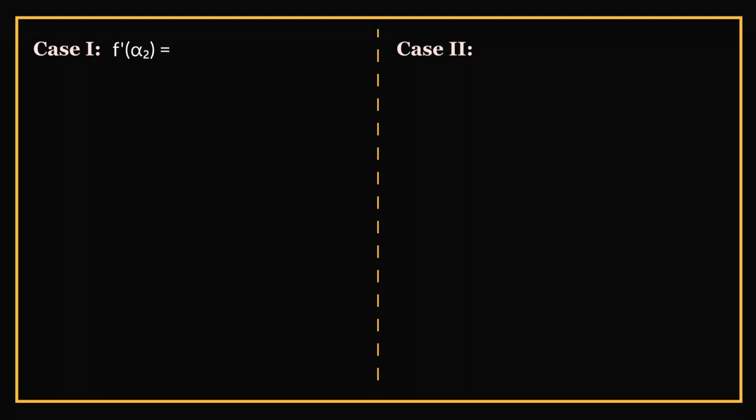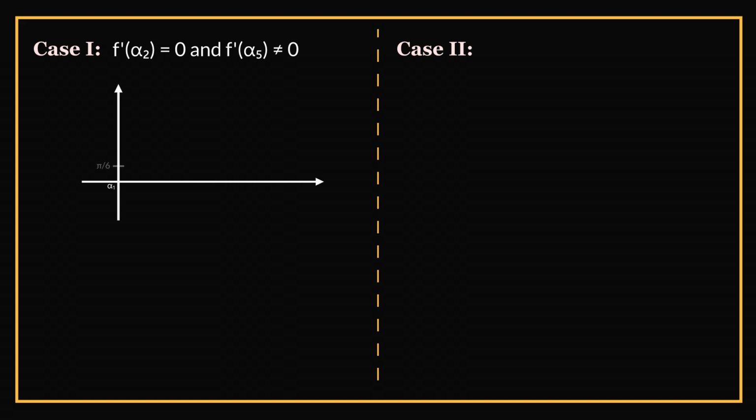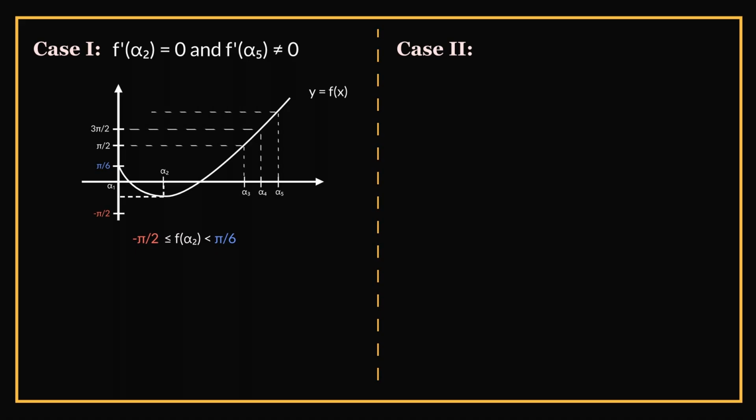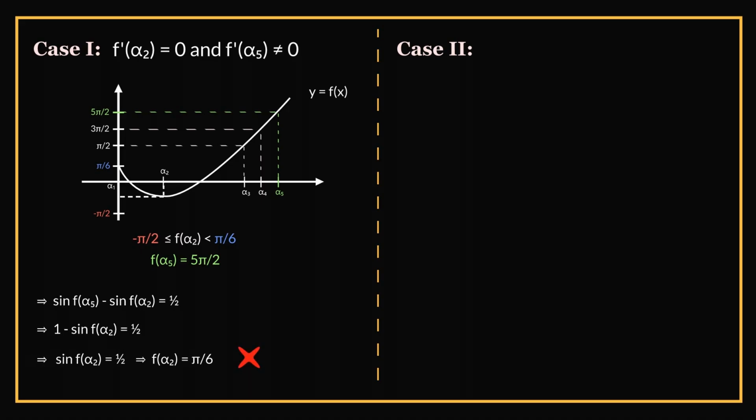Case 1, where alpha 2 is the critical point. We get to see that the value of f(alpha 2) lies between the range as shown, which means alpha 5 must be 5 pi by 2. Now, checking if it satisfies the equation. Seems like it doesn't. f(alpha 2) cannot be pi by 6. Thus, this case is invalid.